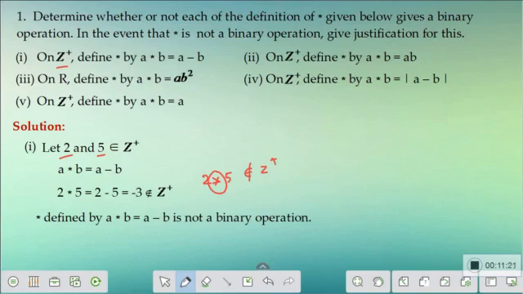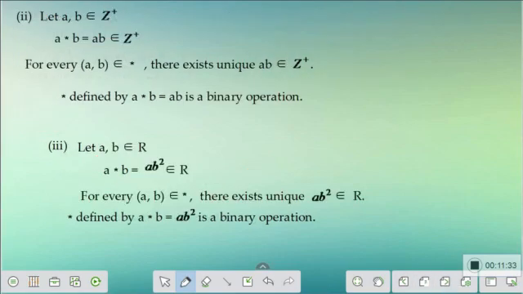Let's move to the second subdivision. On Z plus, define star by a star b equal to ab. Again, the set defined here is the set of positive integers. When you take any two positive integers and find their product, the product will also be positive. I need not have any specific example here because it will be suitable for any numbers in positive integers.